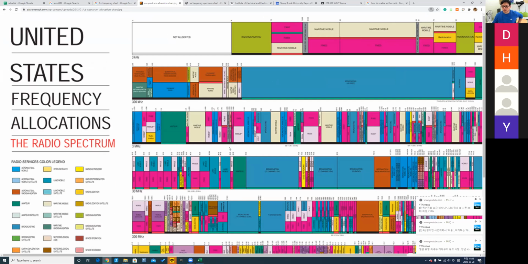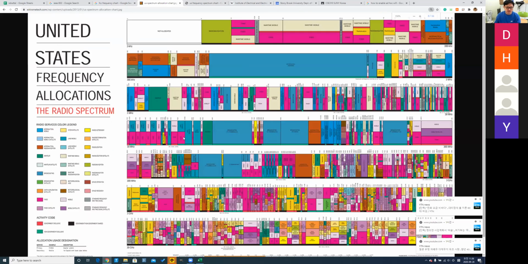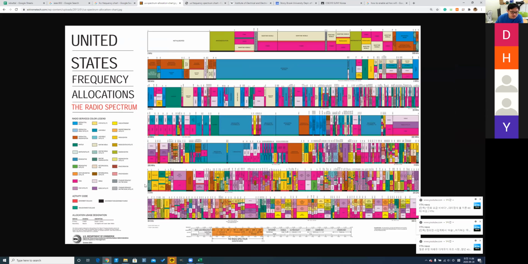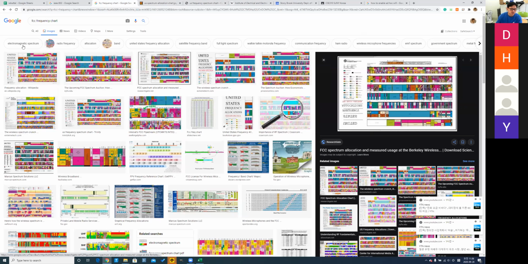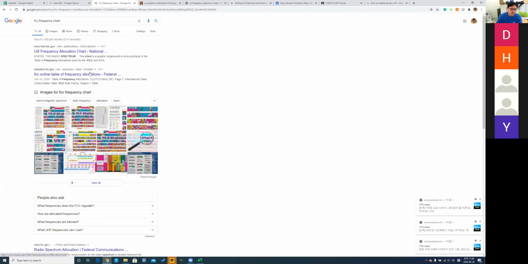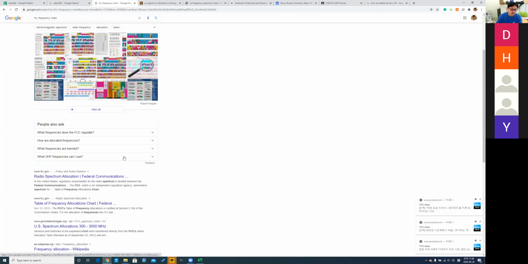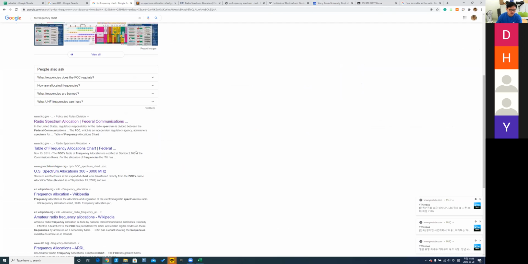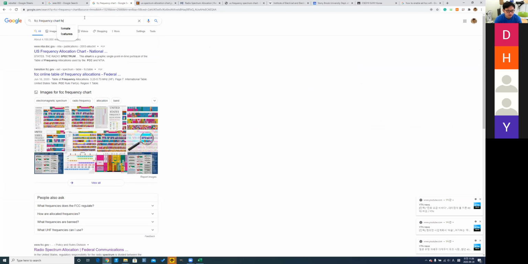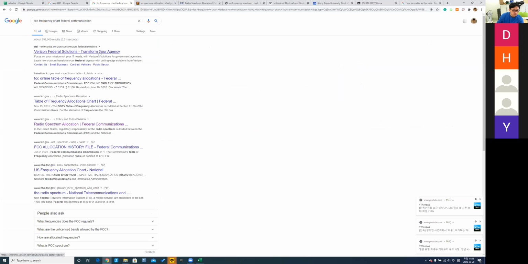This is the frequency chart of the US, dominated and authorized by the FCC. What is the FCC acronym? What does the FCC stand for? Federal Communications Commission. Okay, that is the FCC.